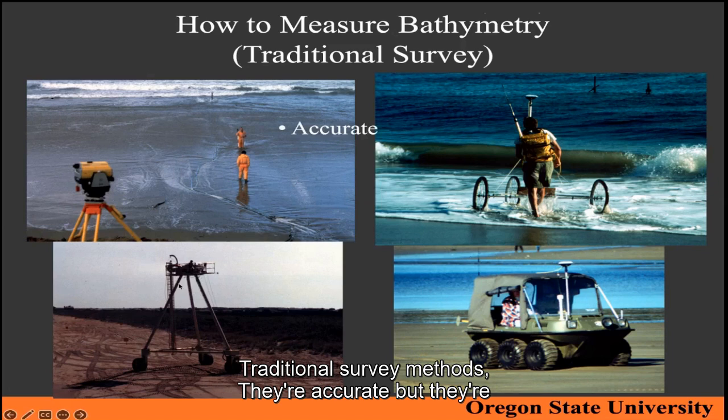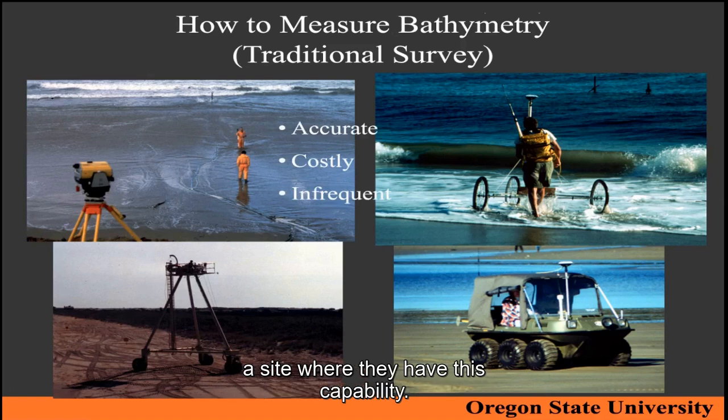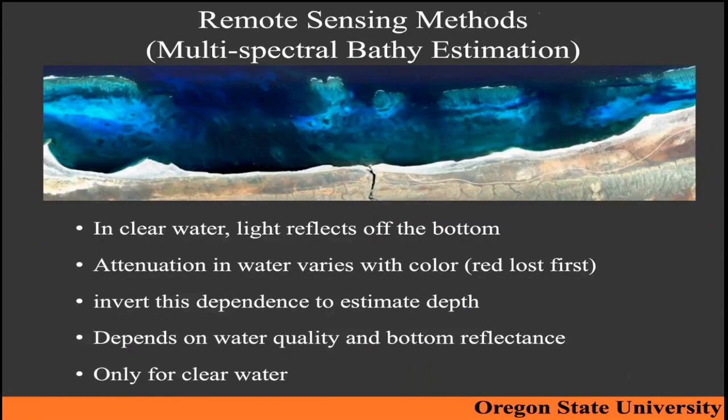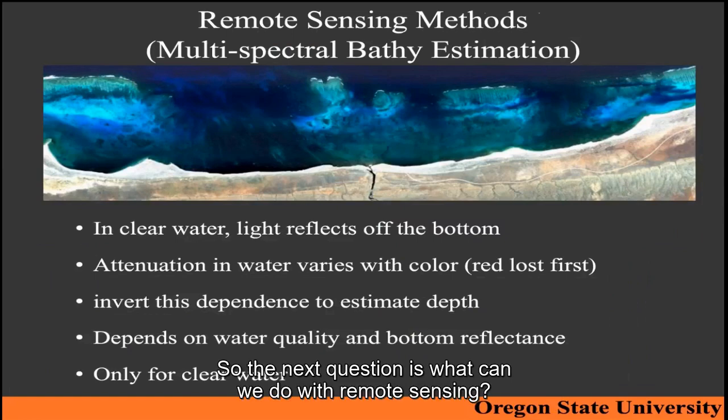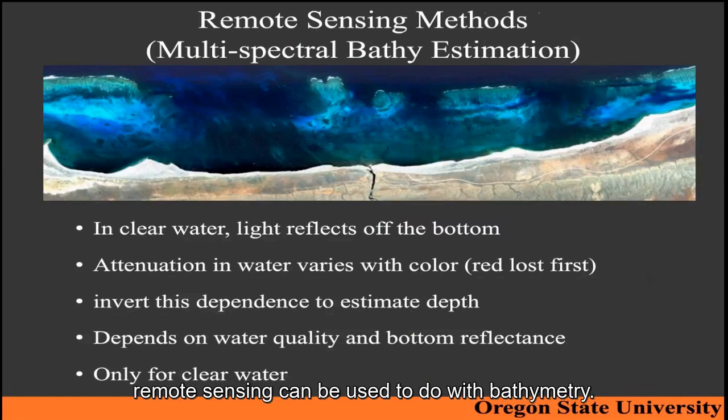Traditional survey methods, they're accurate, but they're costly and they're infrequent. And especially if you're not at a site where they have this capability. So it's not an operational solution. Jet skis are a bit better. So the next question is, what can we do with remote sensing? And I'm just going to mention a couple of ways that remote sensing can be used to do bathymetry.